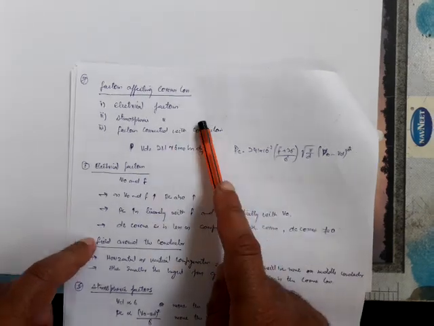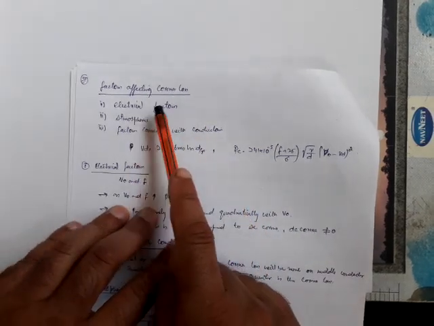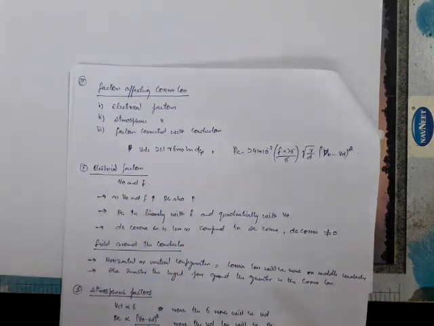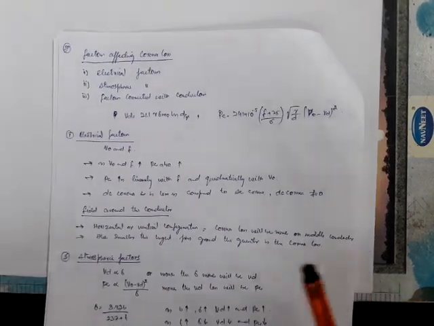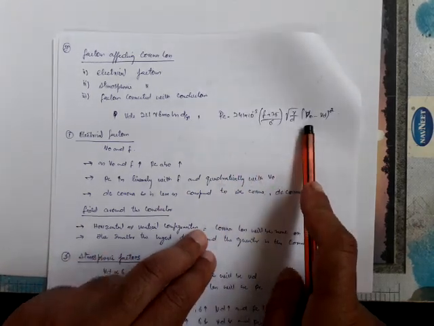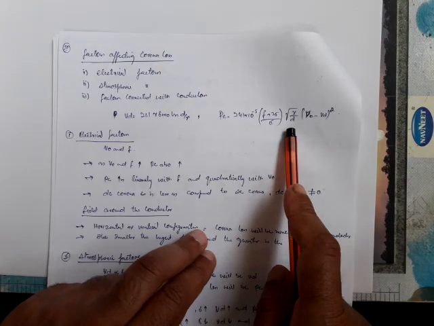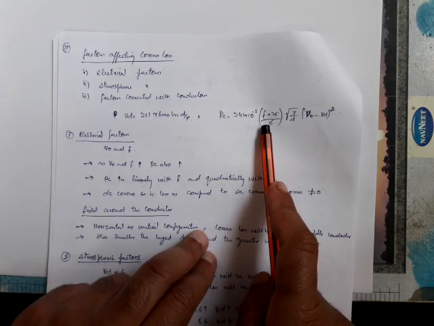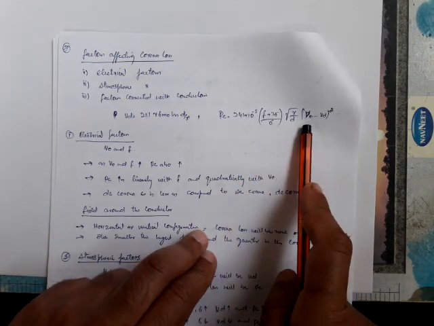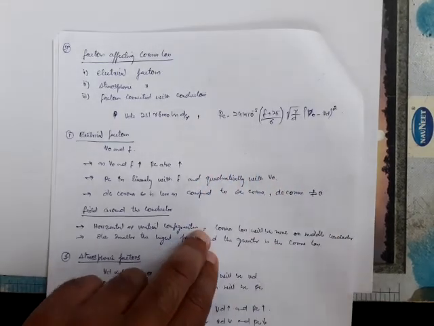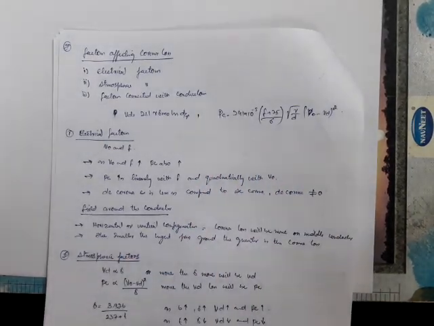It is based on three factors: the electrical factors, atmospheric factors, and factors connected with the conductor. The electrical factors mean that Peek's formula depends upon the frequency, and it depends upon the operating voltage. From here it's quite obvious that if frequency increases, this corona loss will increase. It is in direct relation with the frequency. Similarly, if the operating voltage increases, the corona loss will increase. It is in square relation with the operating voltage.